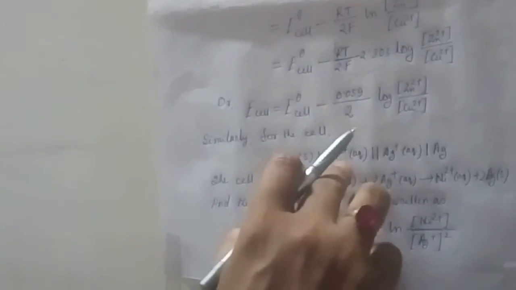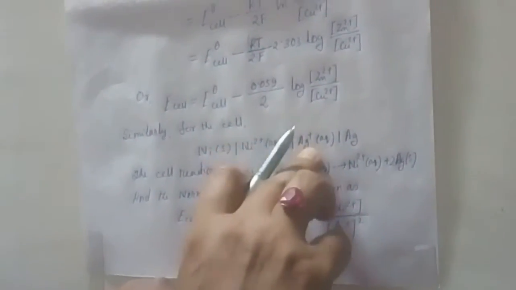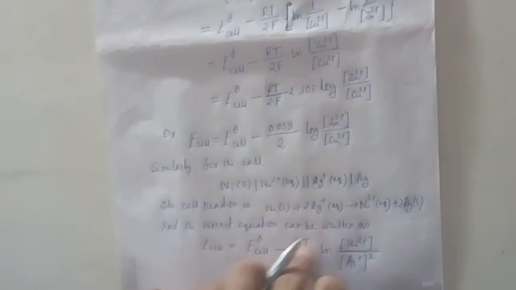Similarly, E cell is equal to E standard cell minus RT by nF. Here the number of electrons involved is 2 moles. The nickel goes to nickel 2 plus by releasing 2 moles of electrons. Similarly, silver plus goes to silver by taking 1 mole of electron, since it will release 2 moles of electrons, we have to take 2 silver ions and then 2 silver atoms will be deposited there. So this is the cell reaction. Here 2 moles of electrons are transferred, so n equals 2.